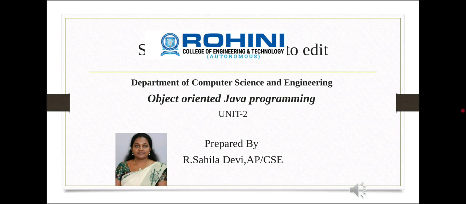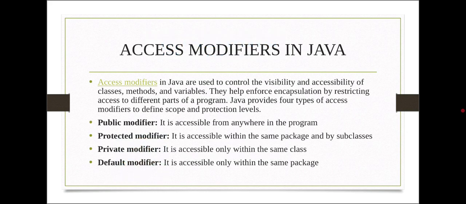Today we are going to discuss the subject Object-Oriented Java Programming. In this subject, today we are going to discuss access modifiers in Java. So what is an access modifier? Access modifiers in Java are used to control the visibility and accessibility of a class, method or a variable. We use them because they help us enforce encapsulation by restricting access to different parts of the program. Java provides four different types of access modifiers: public modifier, protected modifier, private modifier and default modifier.